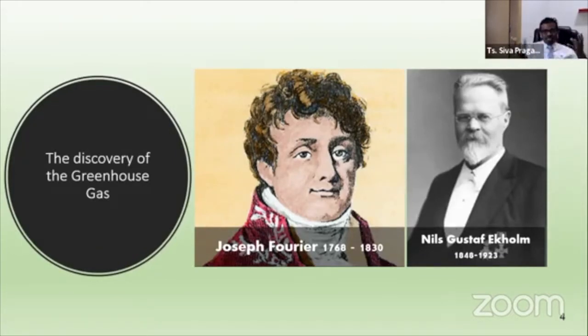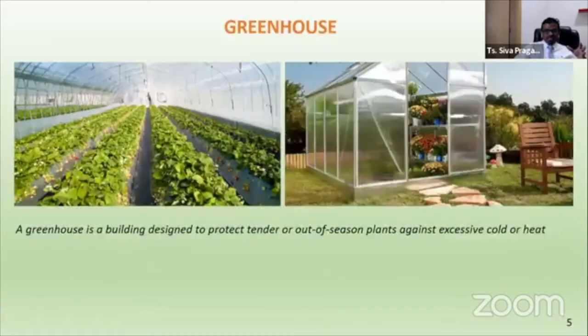The greenhouse effect was coined by this Swedish meteorologist, Nils Gustaf Ekholm, after greenhouses, which are essentially glass boxes that store heat from the sun to produce a temperate environment for the plants inside, right? As you can see here, this is what we call the greenhouse. A lot of people have seen it, yeah? A greenhouse is basically a building designed to protect tender or out-of-season plants against excessive cold or heat.